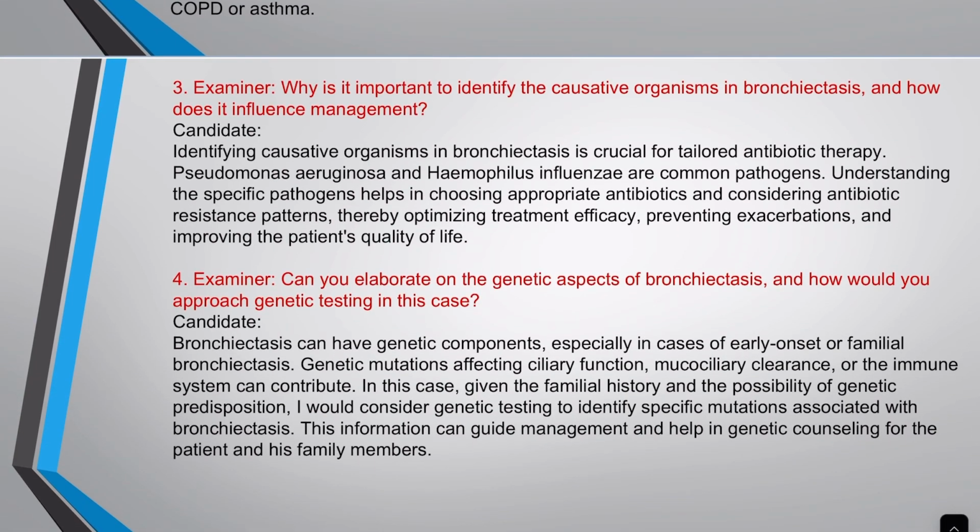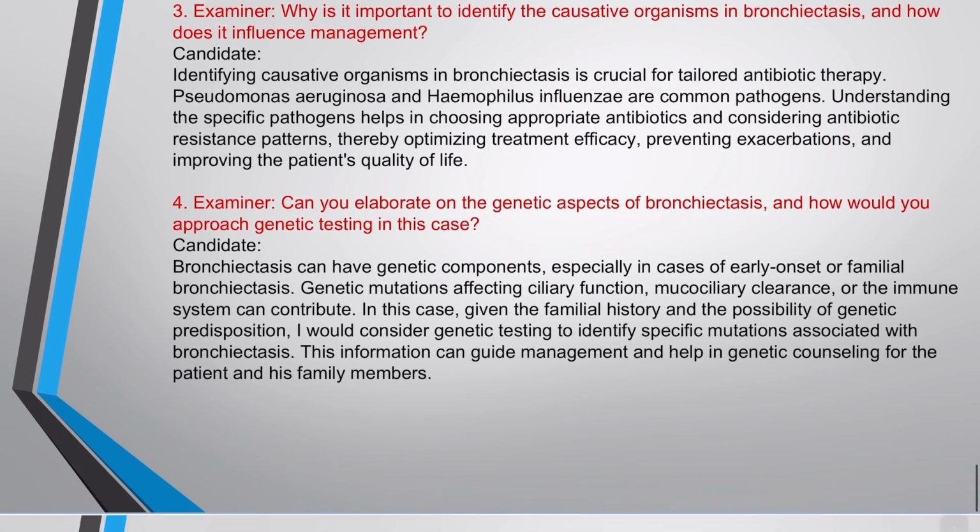Examiner may ask why it is important to identify the causative organisms in bronchiectasis and how it influences management. Identifying causative organisms in bronchiectasis is crucial for tailored antibiotic therapy. Normally we see Pseudomonas aeruginosa and Haemophilus influenzae. These are the common pathogens, and understanding the specific pathogen helps in choosing appropriate antibiotics and considering the antibiotic resistance pattern, optimizing treatment efficacy, preventing exacerbations and improving the patient's quality of life.